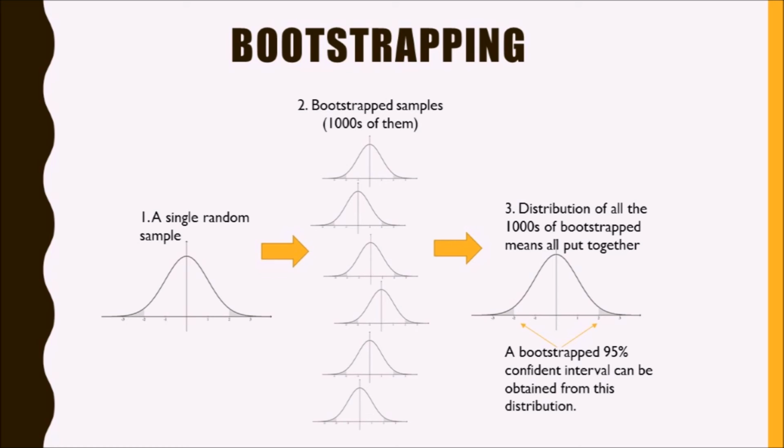It's very quick, very easy in modern times. These samples have to be done with replacement, so it's possible for an individual to be sampled more than once in any one bootstrap sample. We take thousands of those bootstrap samples, and then at stage 3, SPSS makes a distribution of all those thousands of bootstrap means put together, and it generates a sampling distribution of the bootstrapped means for us. From this distribution, we can recalculate a 95% confidence interval, and we call that the bootstrapped 95% confidence interval.